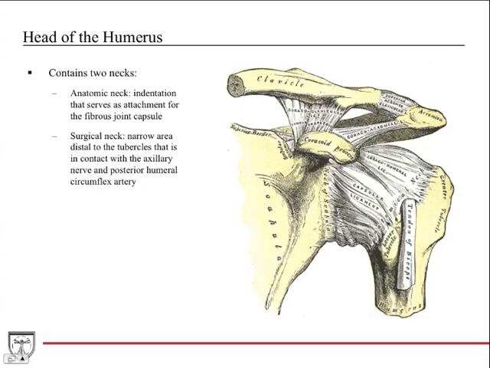There's 2 necks at the head of the humerus. The anatomic neck is this part right here, and these are really just indentations in the bone. It serves as an attachment point, as you can see here, for the fibrous joint capsule. So this is a fibrous joint capsule of the shoulder joint. There's also the surgical neck, which is running down here, and this is actually more clinically relevant. This is a narrow point. It's distal to both the tubercles, and it's in contact with the axillary nerve. The axillary nerve actually wraps around here, which makes it susceptible to fractures in this region, and as well as the posterior humeral circumflex artery. And we'll go over these structures in much more detail in the neurovascular section of this chapter of the shoulder.